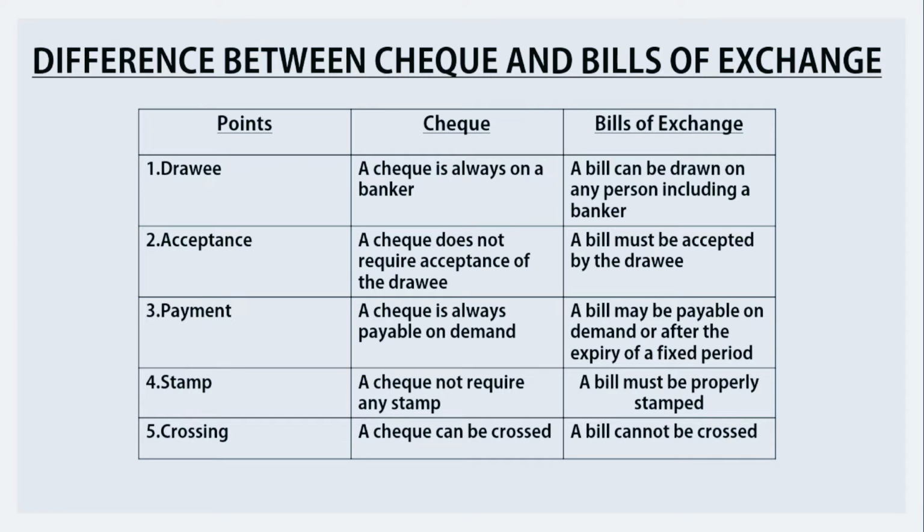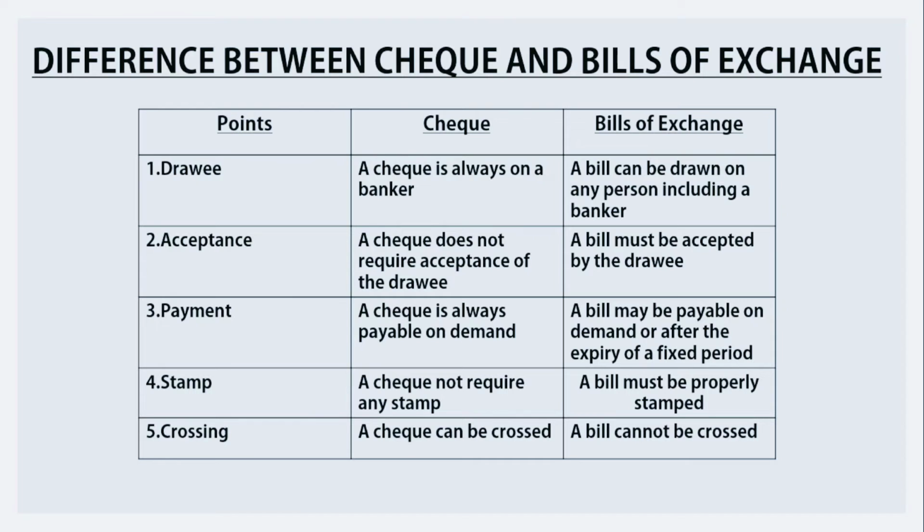The difference between check and bill of exchange. Drawee. A check is always on a banker, whereas a bill can be drawn on any person, including a banker. Acceptance. A check does not require acceptance of the drawee, whereas a bill must be accepted by the drawee. Payment. A check is always payable on demand, whereas a bill of exchange is payable on demand or after the expiry period of a fixed period.